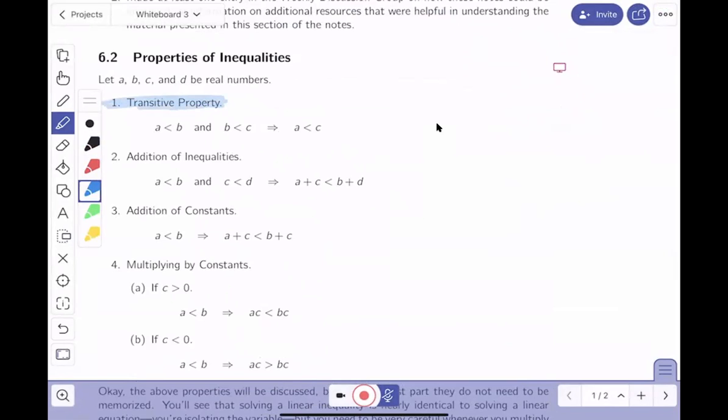Okay, before I do that, I want to read this up above. It says, let A, B, C, and D be real numbers. It's important that you start thinking about what's presented to you and trying to make sense out of it. So I'm going to read the transitive property: if A is less than B and B is less than C, it implies that A is less than C. Well, this is what's known as the transitive property. This, for most students, is going to require thinking.